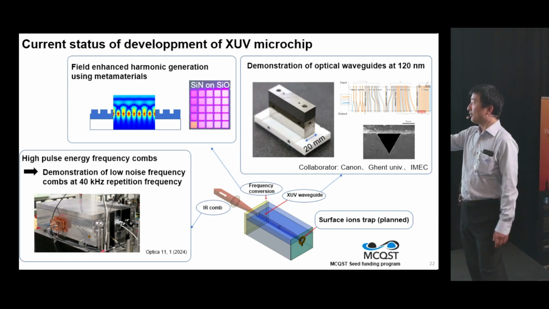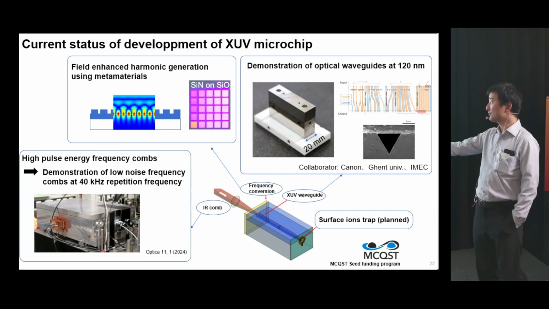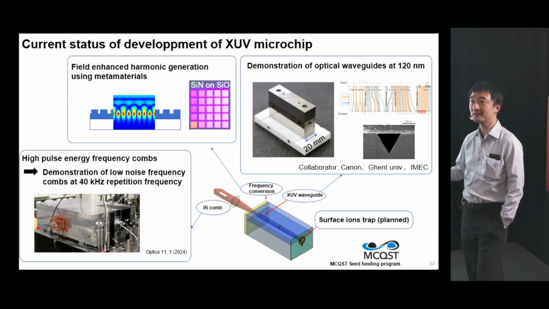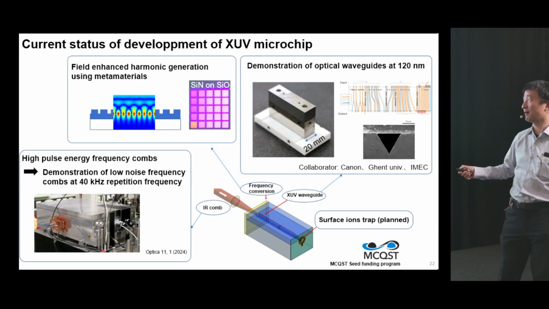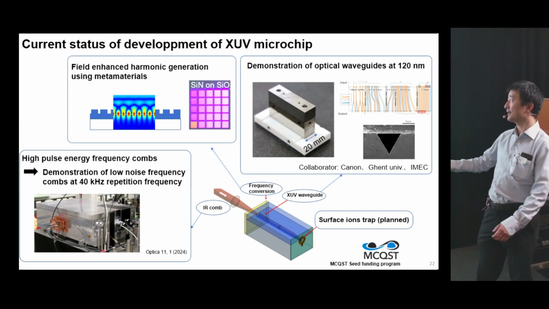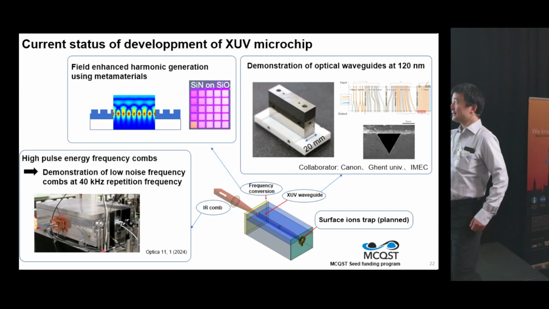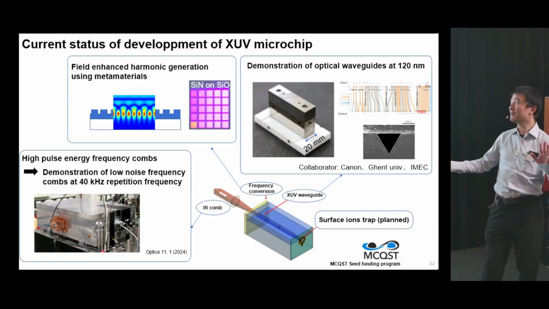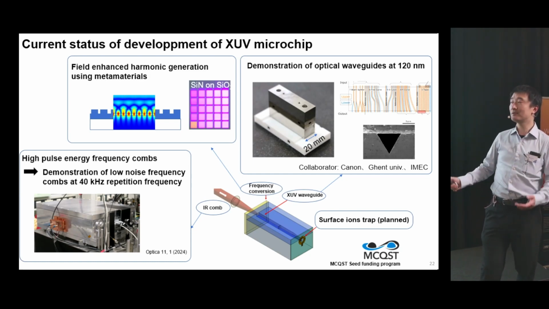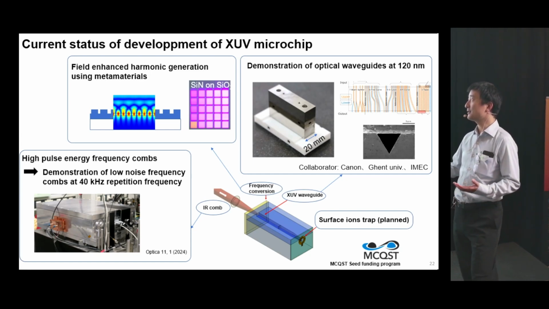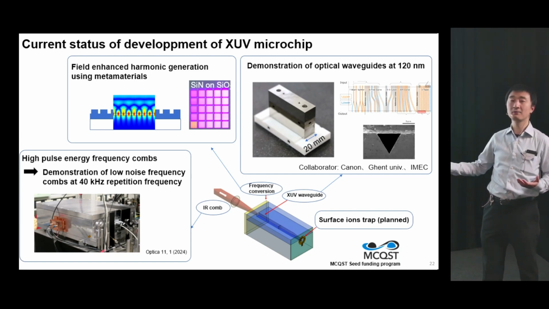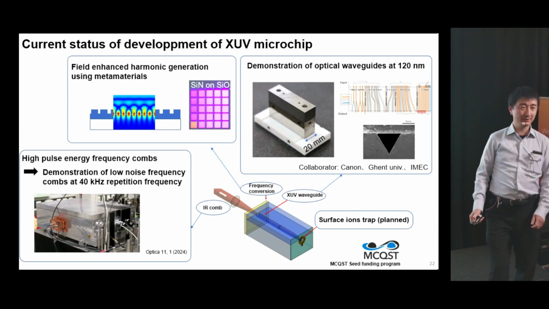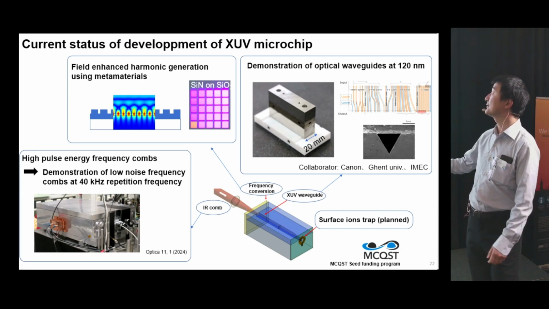Also, we have to think about what is a suitable light source, infrared frequency combs, to drive this microchip. And we recently developed very high pulse energy optical frequency combs, but with a very modest average power, because a high power laser like 300 watts, we cannot focus into this microchip. And this high pulse energy with low average power can be achieved by reducing the repetition rate from the typical megahertz range to 40 kilohertz. We recently experimentally proved that the frequency comb at such low repetition frequency can also be very low noise, and we can have a very fine comb structure at such low repetition frequencies. And that's a very suitable light source to drive this XUV microchip.